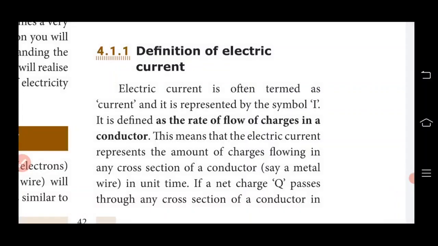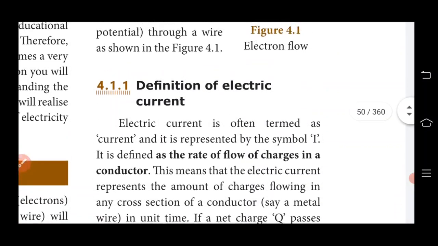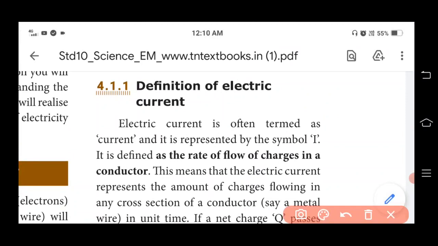Important 2 mark question: define electric current. Electric current is defined as the rate of flow of charges in a conductor. It may be copper, silver, gold. These are all examples of conductors. So here is a question for you: what is meant by conductors? A conductor is a substance which allows charges to pass through it.